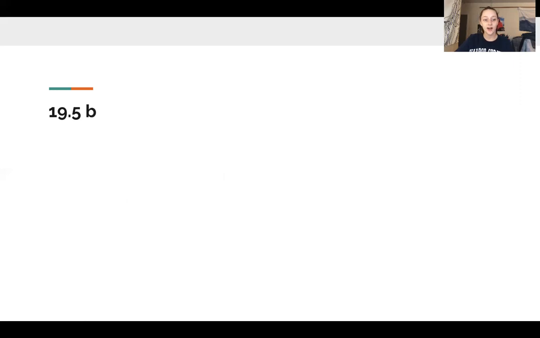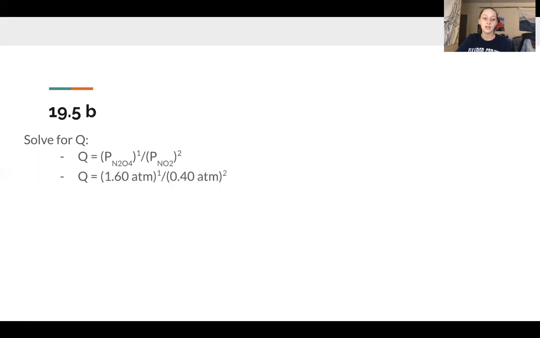Then for 19.5b, we begin by solving for Q, where we take this equation, the partial pressures raised to their mole numbers divided by the partial pressure of the reactants raised to its number of moles. You plug in those values, 1.6 atmosphere and 0.40 atmosphere, and you get that Q equals 10. Q does not have any units, so it's just 10.